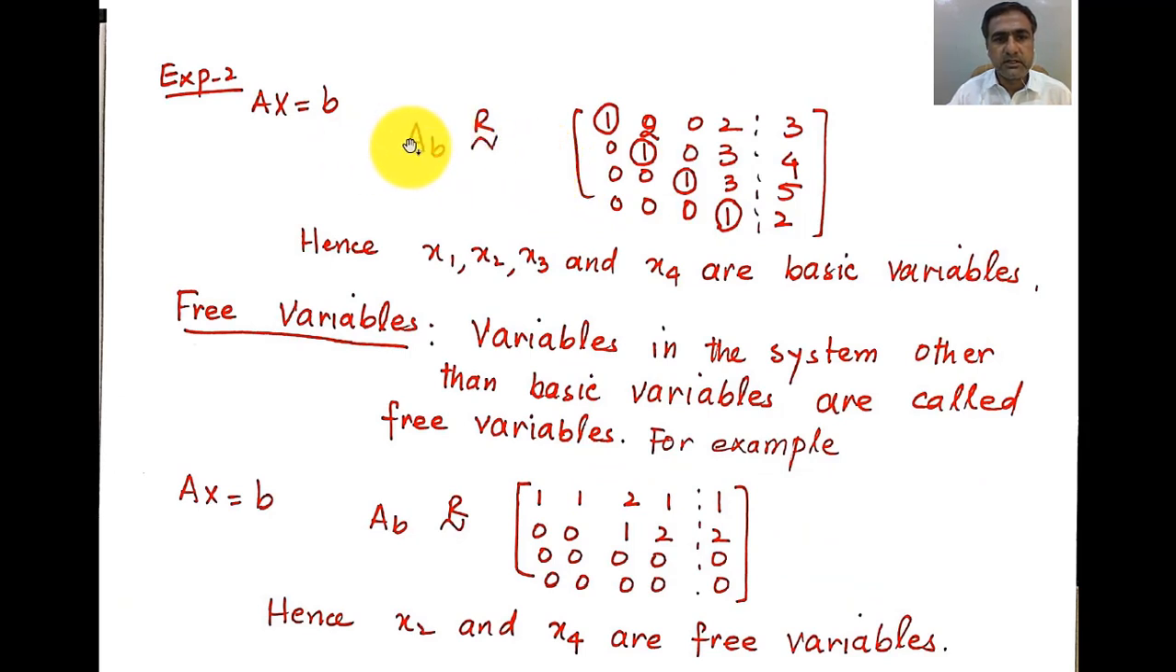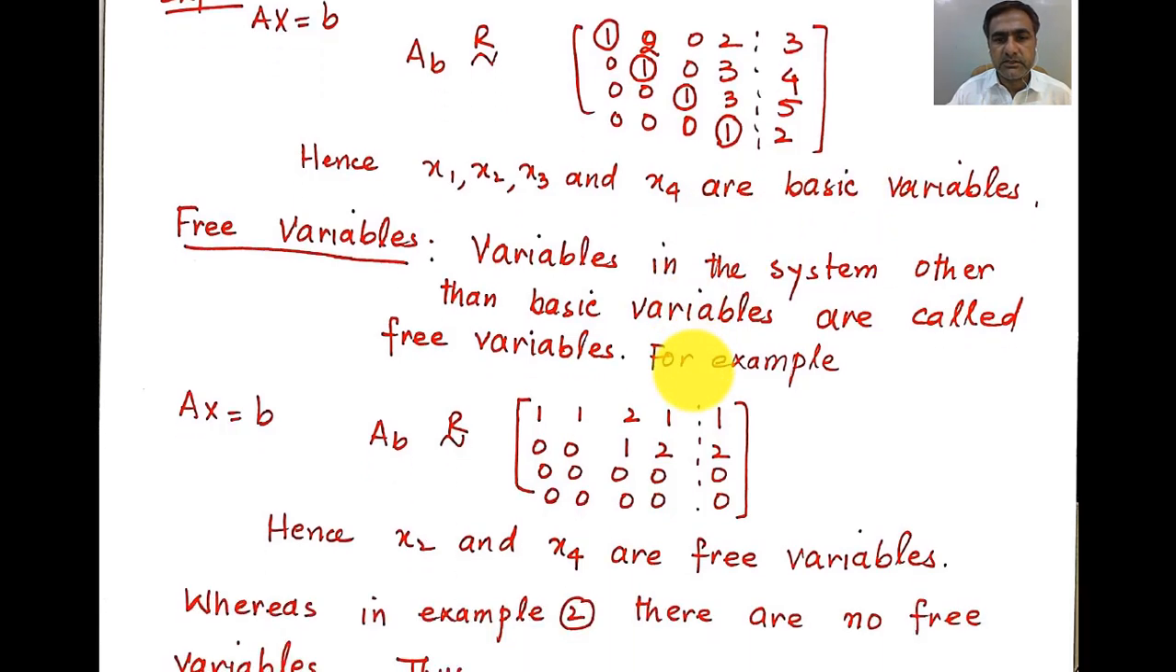For example, if I have another system, I have such a representation. This is a pivot entry, pivot, pivot and pivot. I have 4 variables in the system, corresponding to x1, x2, x3 and x4, and hence in this case x1, x2, x3 and x4 are basic variables.